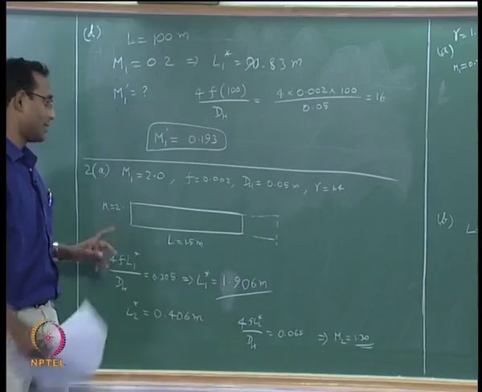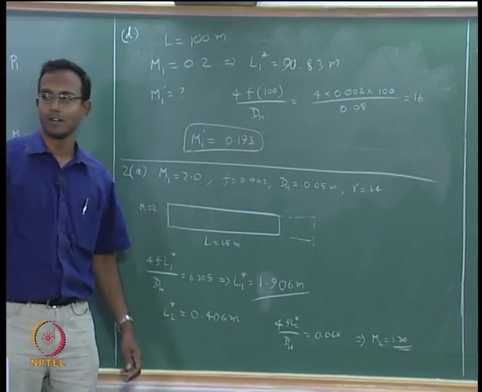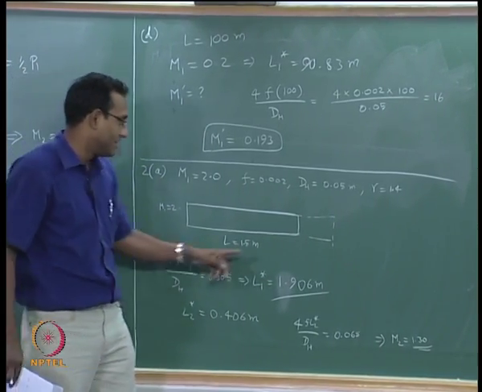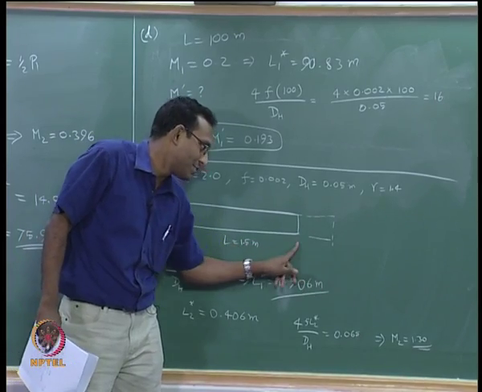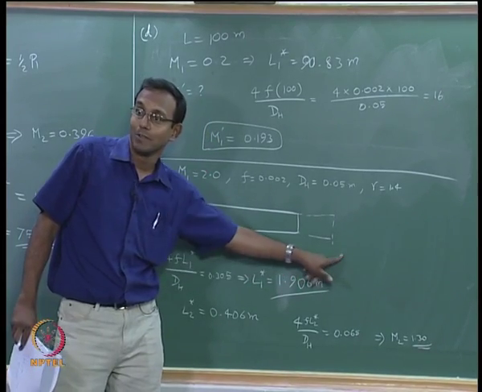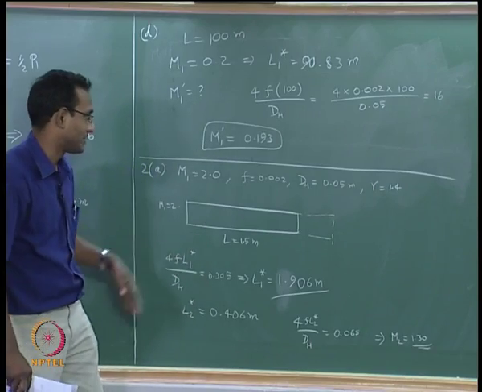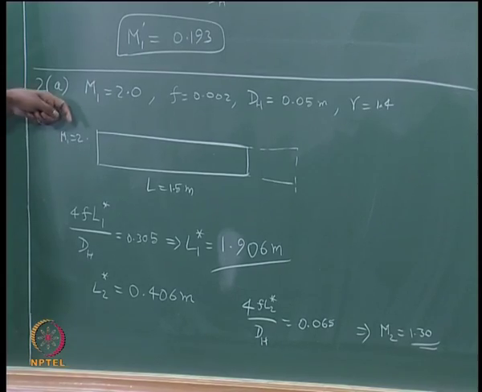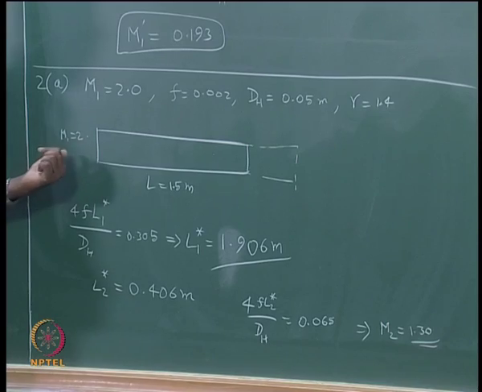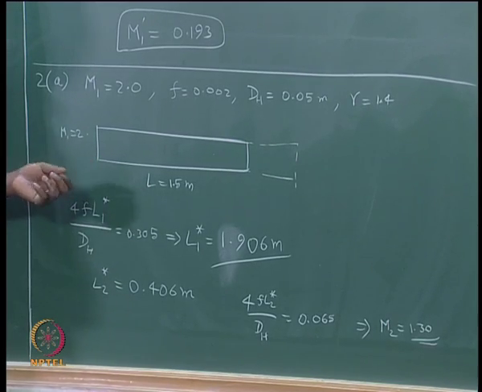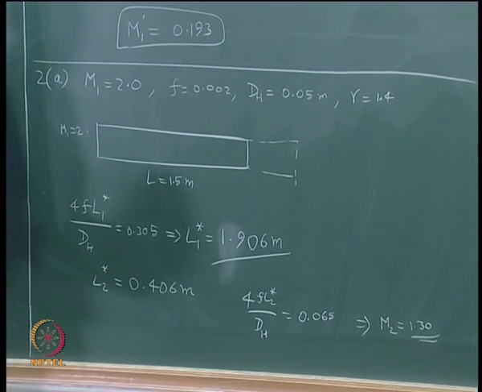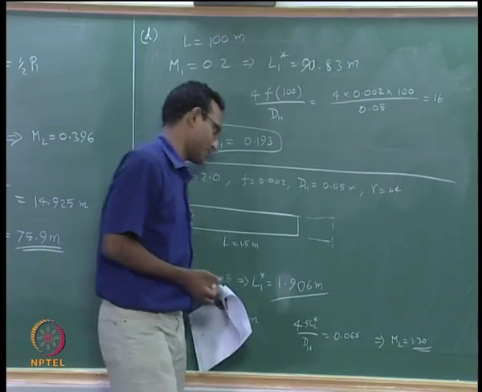I started with Mach 2 and I am ending with 1.3 Mach, and within that 0.4 meters left, it is going to go to m equal to 1. That is what we are seeing. Here you are seeing that there is a lot of sensitivity to length in terms of Mach number change. For a small length change, Mach number changes a lot. That is about supersonic cases.